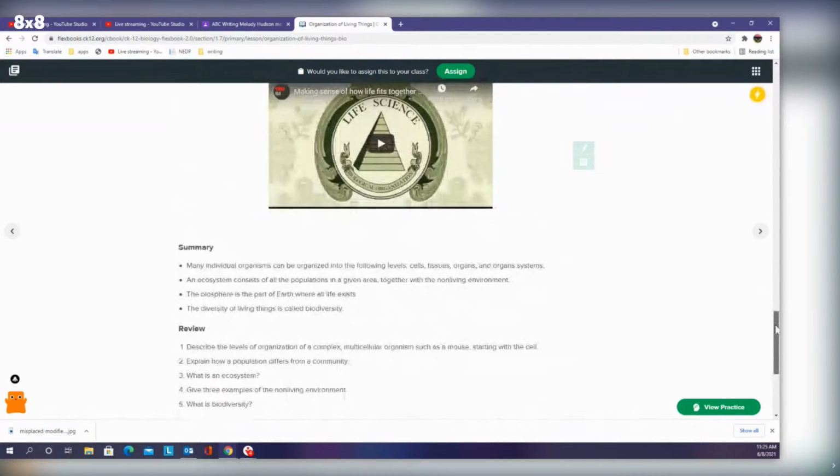And here are your questions. 1, describe the levels of organization of a complex multicellular organism such as a mouse, starting with the cell. 2, explain how a population differs from a community. 3, what is an ecosystem? 4, give 3 examples of the non-living environment. And 5, what is biodiversity?